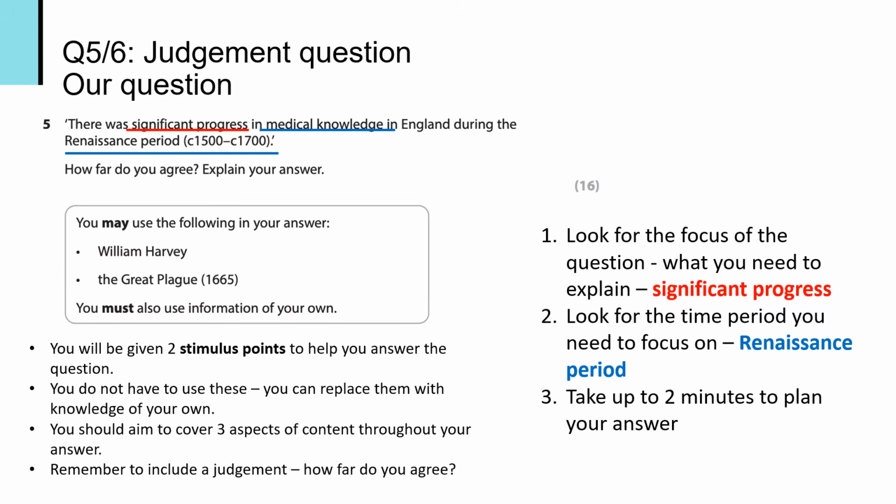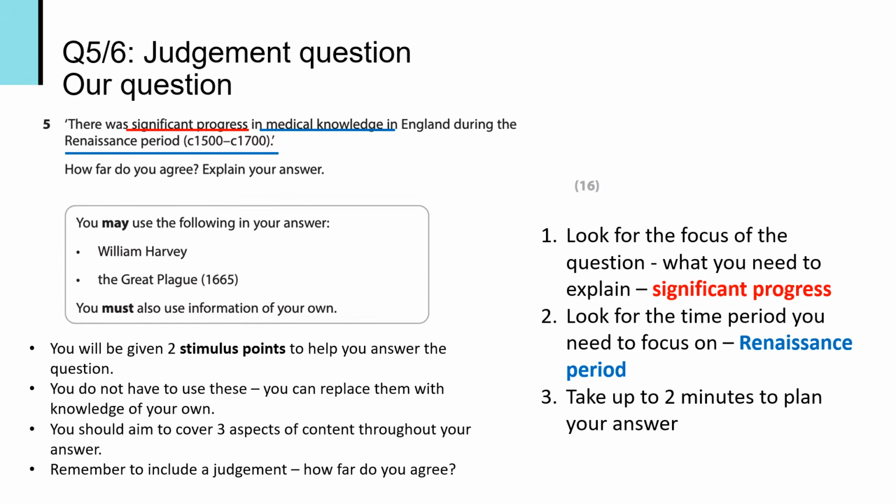Explain your answer. When you're answering the judgment question, you must look for the focus of the question. What do you need to explain? In this case, you're thinking and explaining significant progress, and we've underlined this in red for you. You then need to look at the time period that you need to focus on. And here, this question focuses on the Renaissance period, medical knowledge in the Renaissance period.